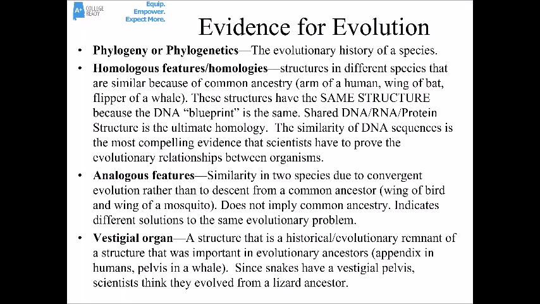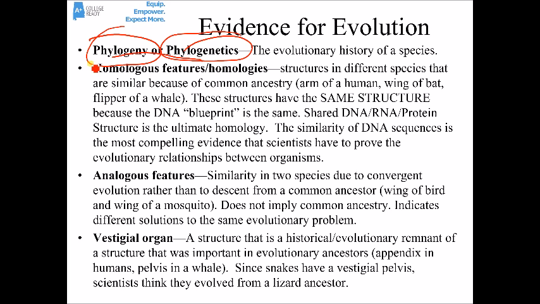All right, another topic that we'll mention here briefly is evidence for evolution. And a key word is the word phylogeny or phylogenetics. This is essentially the evolutionary history of a species. What are its ancestors? What did it evolve from? So let's talk about some pieces of evidence.